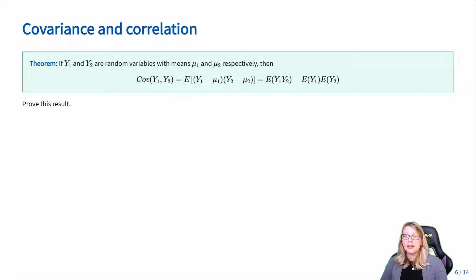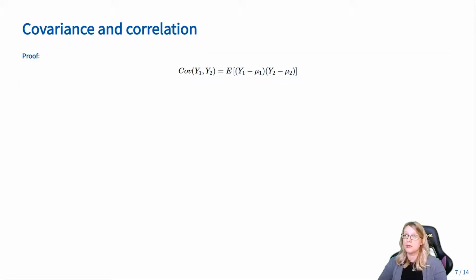So let's take a look at a result here. It turns out that we have a similar result to our computational variance formula in terms of a computational covariance formula. Specifically, we can find the covariance between random variables 1 and 2 as the expected value of y1 times y2 minus the expected value of y1 times the expected value of y2. So let's prove this result.